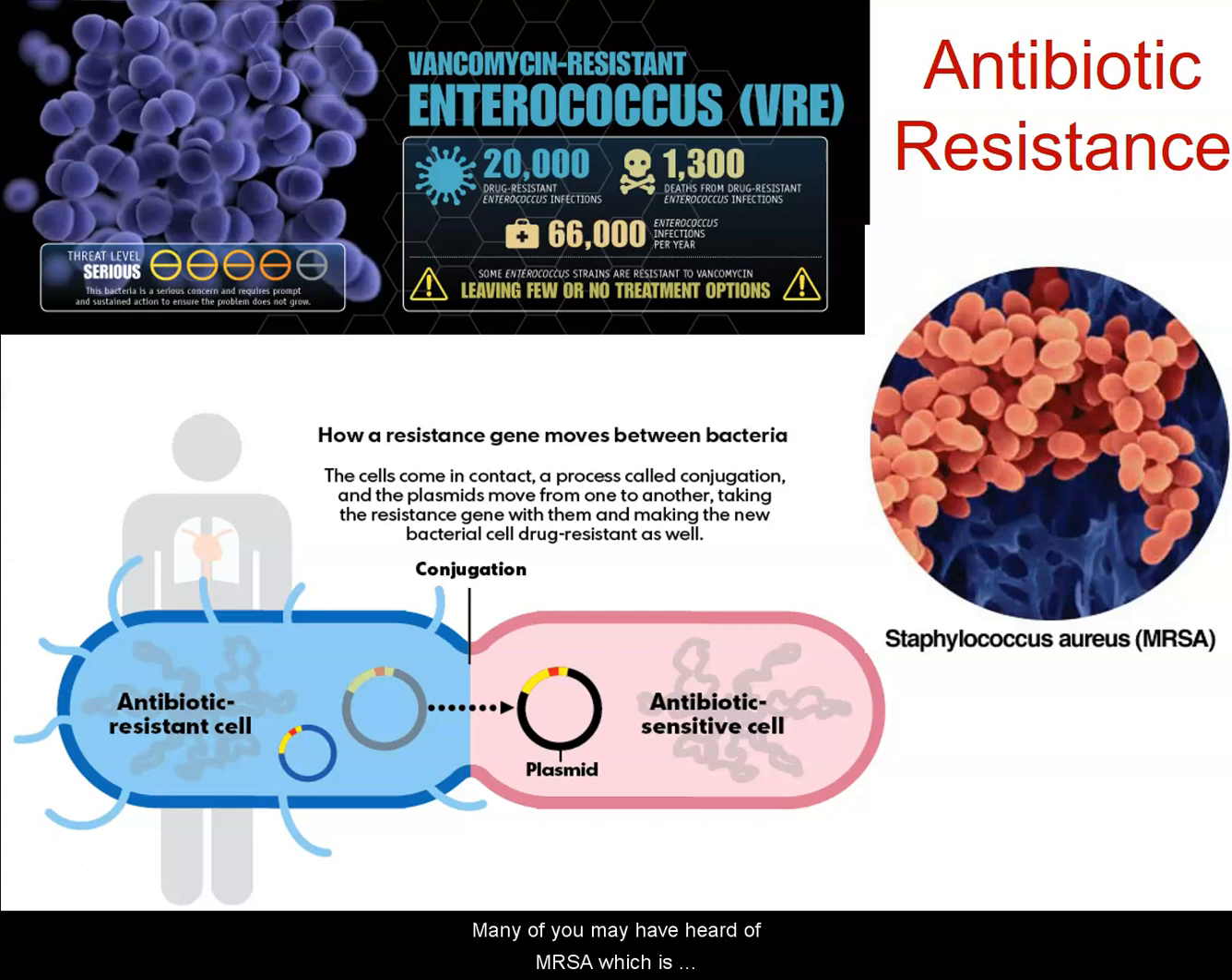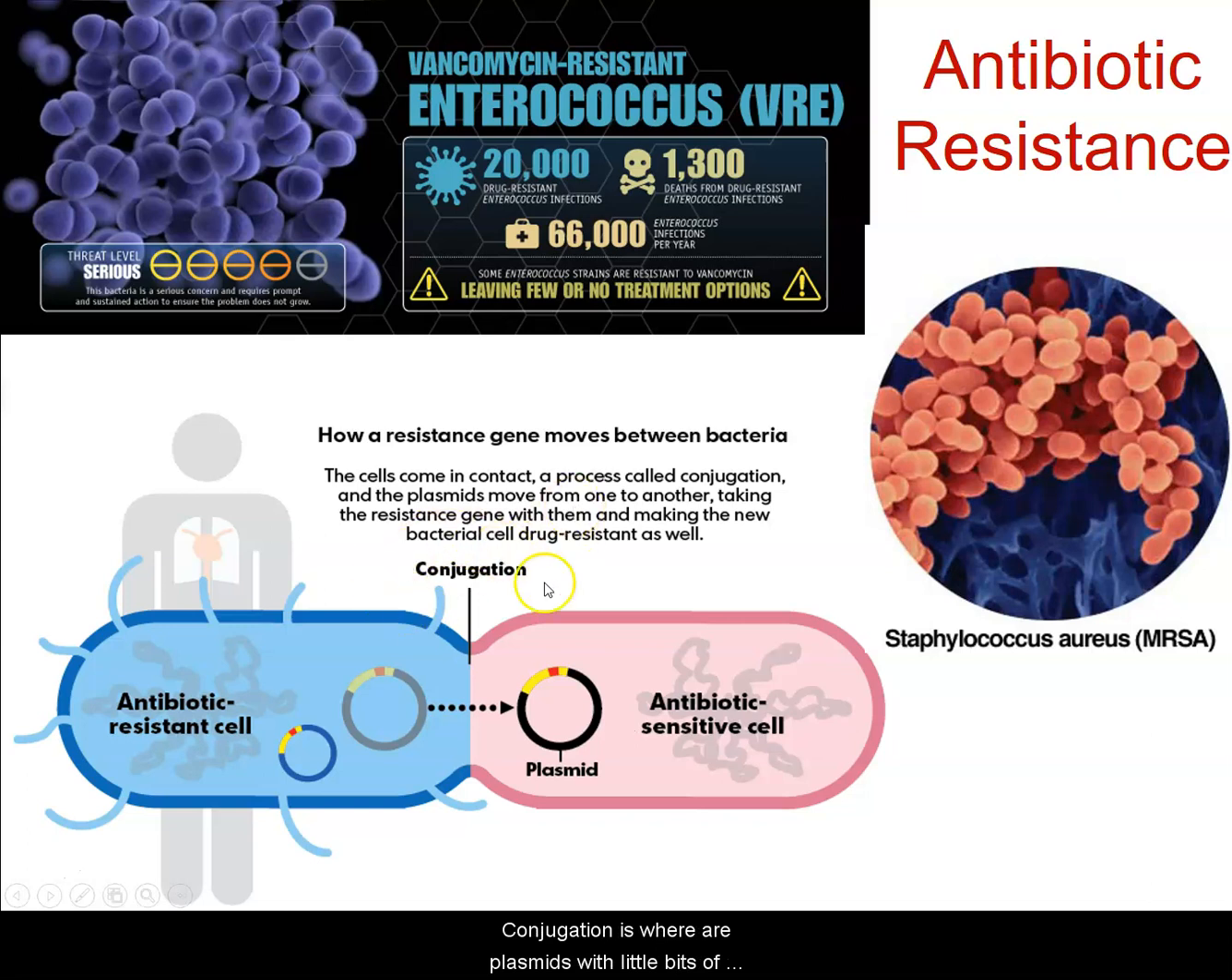Many of you may have heard of MRSA, which is methicillin resistant staph. And methicillin resistant staph, or MRSA, has a gene that makes it resistant to the antibiotic. There's other types of antibiotic resistance ones, but they all basically function the same. You have a resistant cell, and this little circle here is called a plasmid. A plasmid is a circular piece of DNA. And if that piece of DNA has a resistance gene on it, it can pass it to a different bacteria that does not.